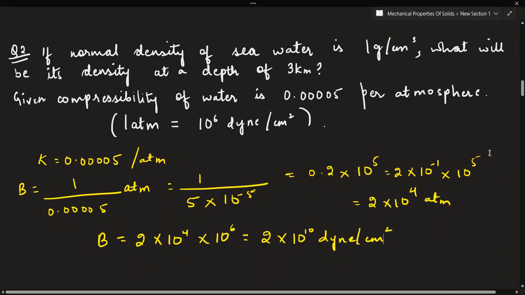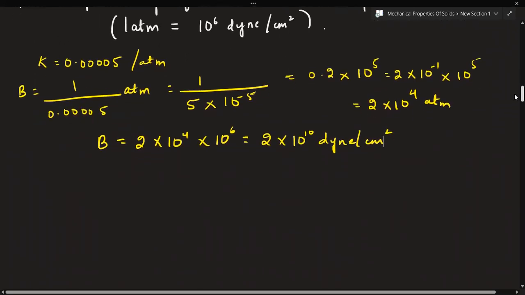Now for the calculation of volume and everything, we need pressure. Pressure is equal to h rho g. Height is given as 3 kilometers. So this would be 3 into 10 to the power 6 centimeters, since it is 10 to the power 3 meters, and then again 2 centimeters, that makes it 3 into 10 to the power 6 centimeters. So this is height.